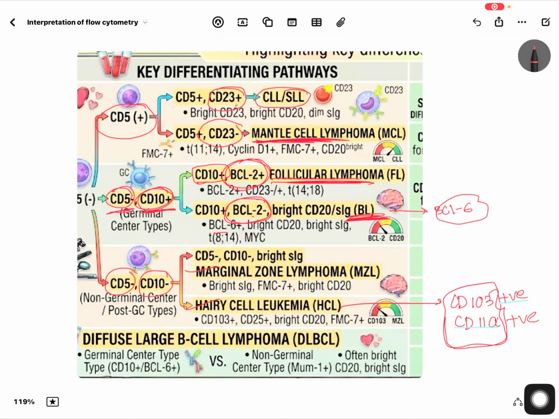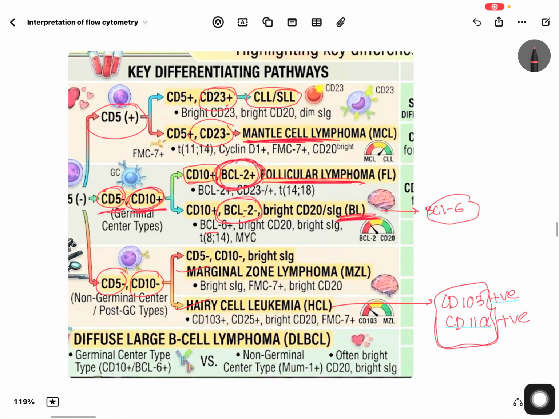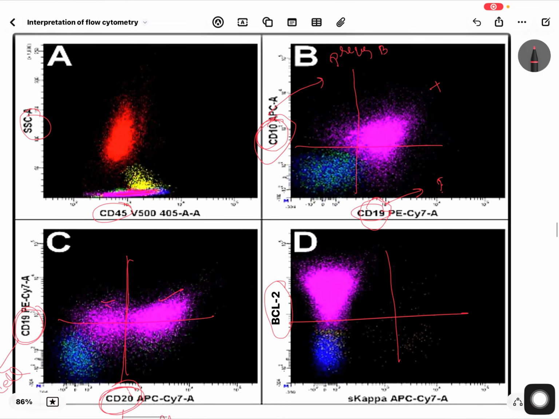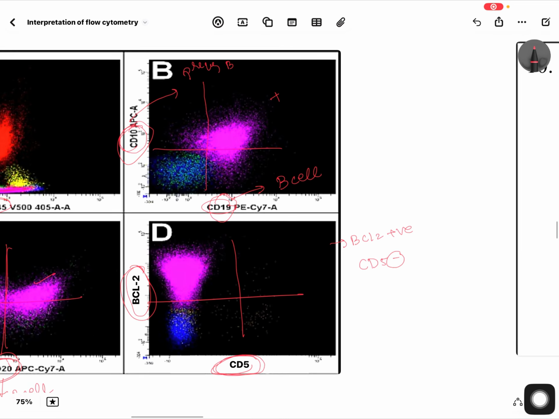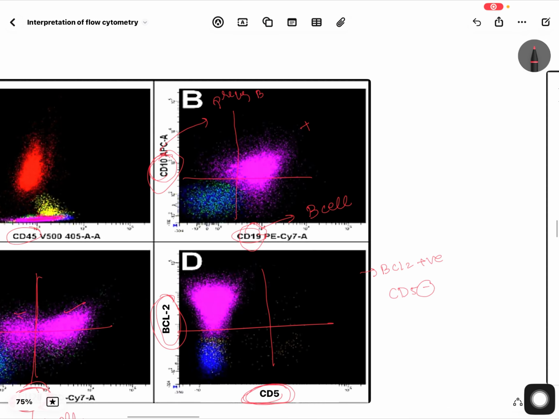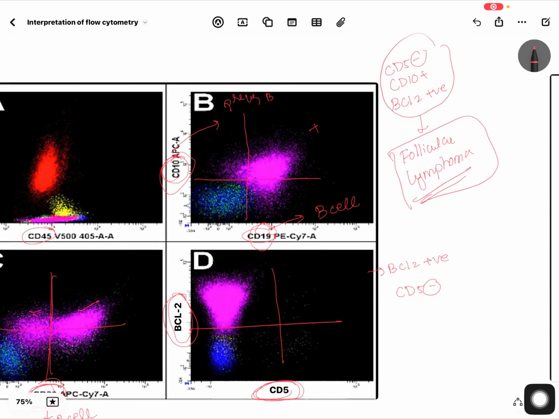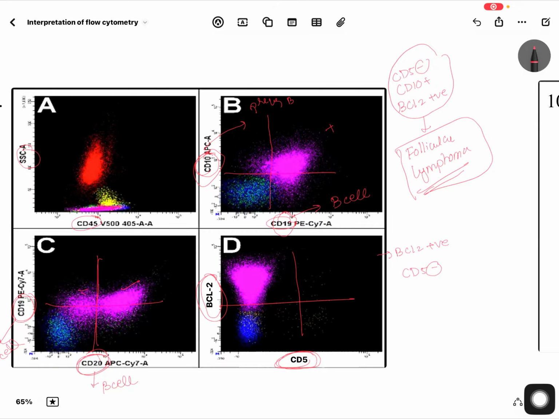So here CD5 is negative, CD10 is positive, and BCL2 is positive, so what is the answer? Yes, BCL2 is positive. Let me write: BCL2 positive, CD5 negative, CD10 positive. BCL2 positive means it becomes follicular lymphoma. This is the answer for this.